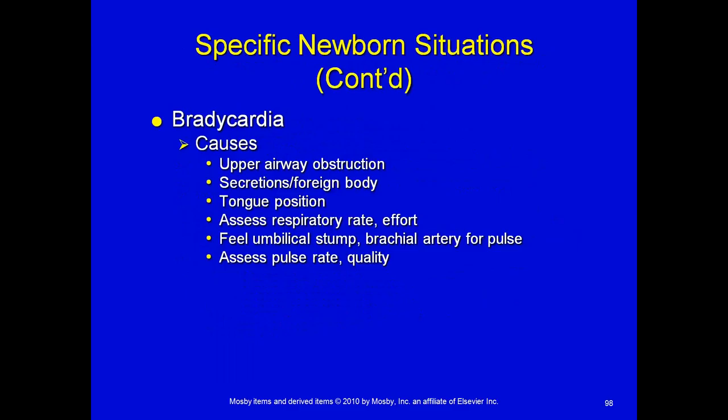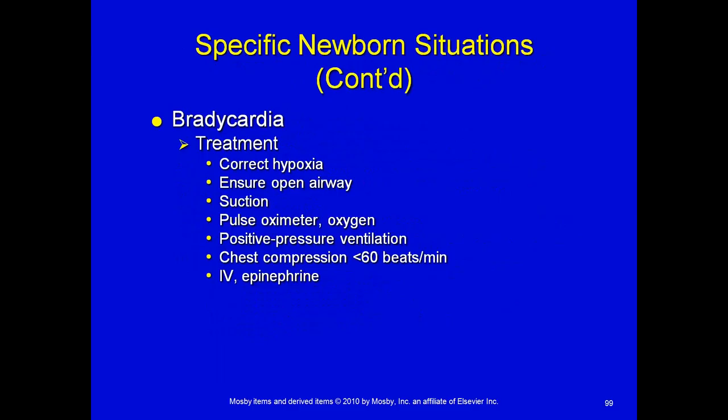If they have not clamped and cut the umbilical cord, then certainly you can feel the umbilical stump or the brachial artery to determine whether or not they have a pulse. And if they have one, you want to assess the rate. It should be above 60, and whether it's nice and strong.